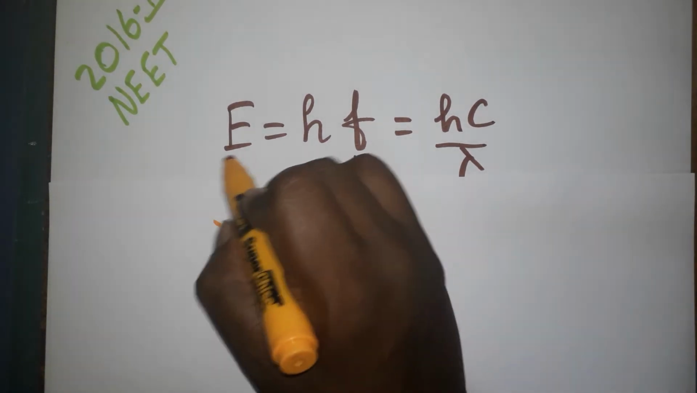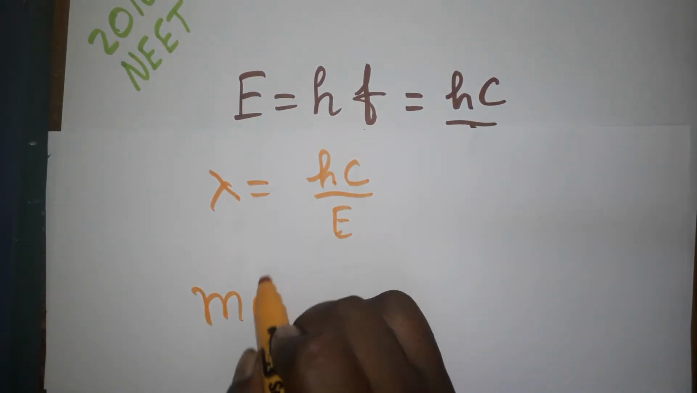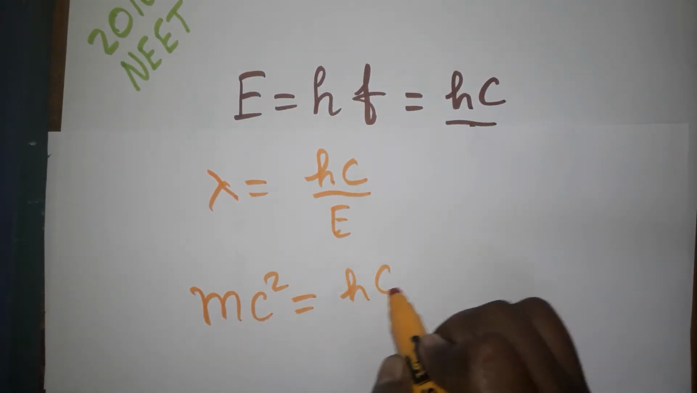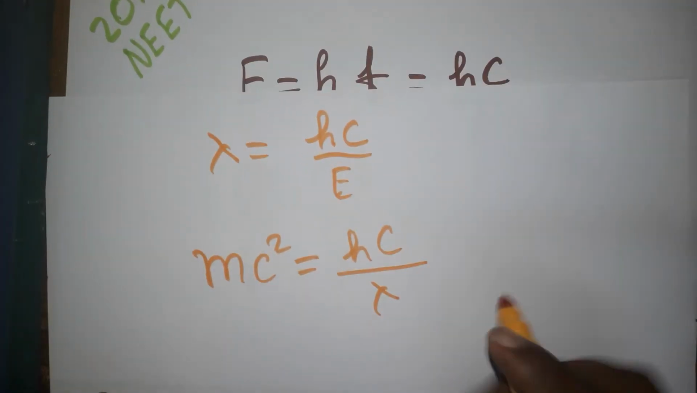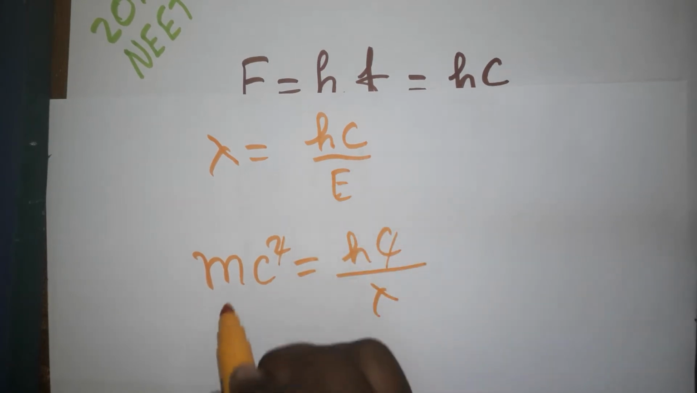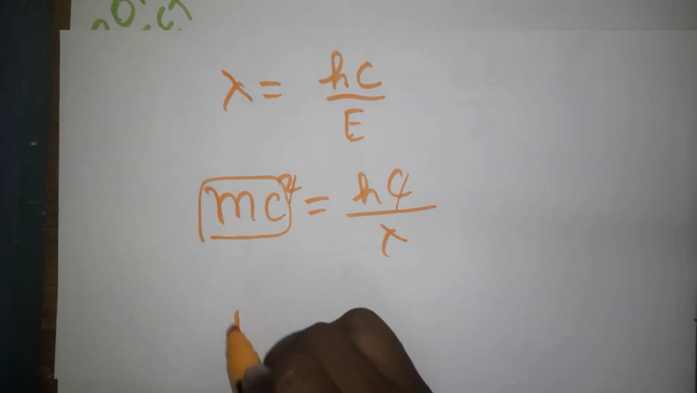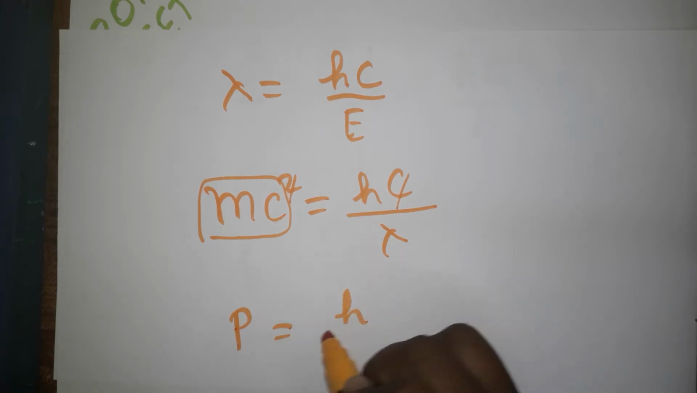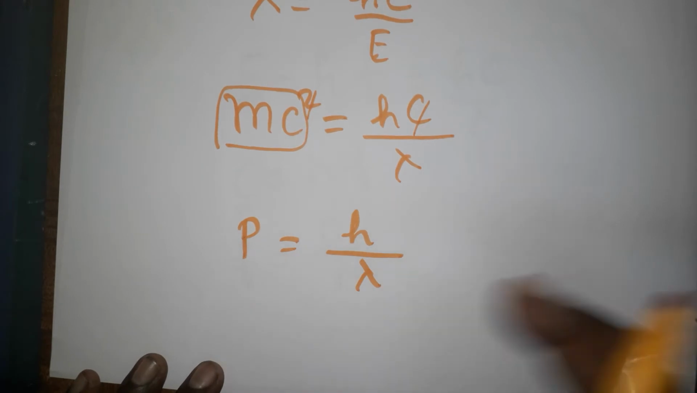According to the Einstein equation, E is equal to mc square. So mc square is equal to hc divided by lambda. The same equation, E I have taken as mc square. c gets cancelled. So mass into velocity, what is mass into velocity? It's called momentum. Momentum is equal to h divided by lambda. It's a very simple formula. So now they asked what is the wavelength.